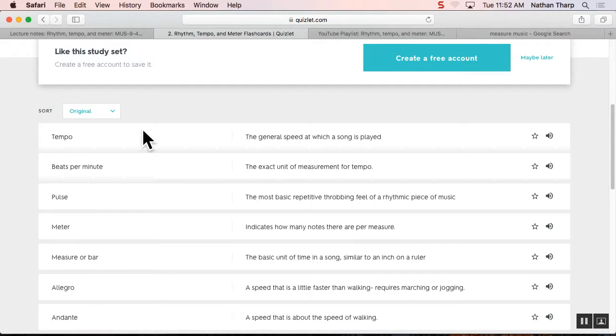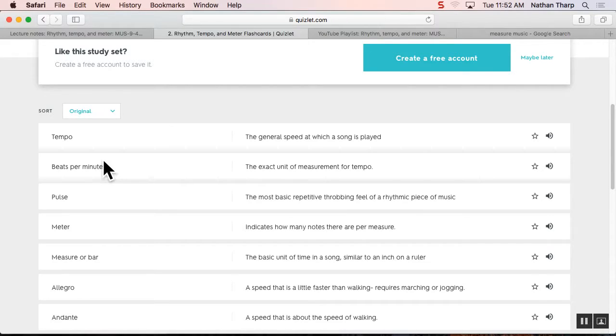So that pulse is the basic repetition of some sort of sonic emphasis, right? The speed at which that pulse goes by, like the speed of our heartbeat, or the speed at which we're walking, or the speed at which we're breathing, is called the tempo, okay? And that tempo, we measure in beats per minute, okay? So beats per minute is how fast the tempo is going.